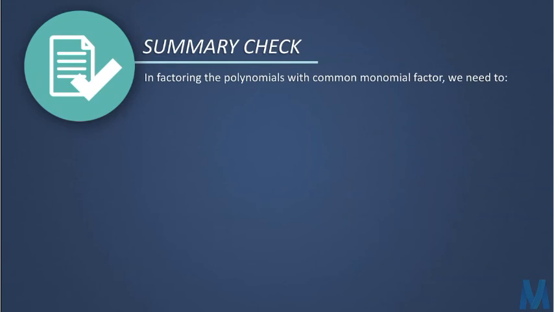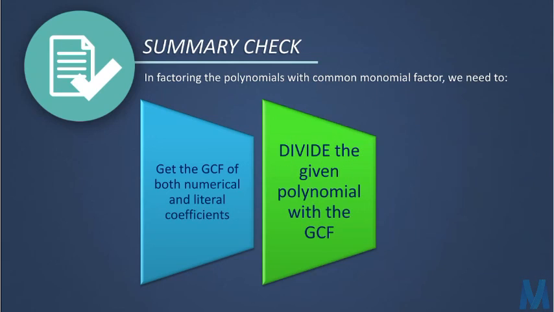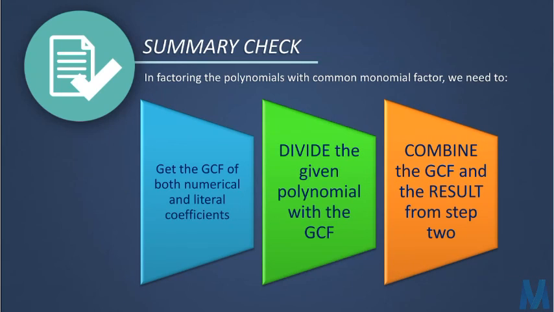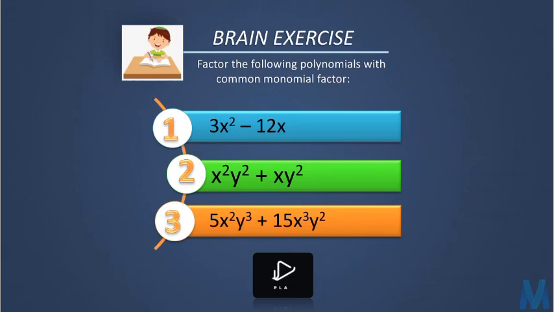For summary check, if factoring the polynomials with common monomial factor, we are going to use 3 steps. Step 1, you get the GCF of both numerical and literal coefficients. Step 2, we're going to divide the given polynomial with the GCF. And step 3, we're going to combine the GCF and the result from step 2. Okay, and as for your exercise, we're going to factor these three exercises. Okay, so pwede nyo na siya ma-pause.